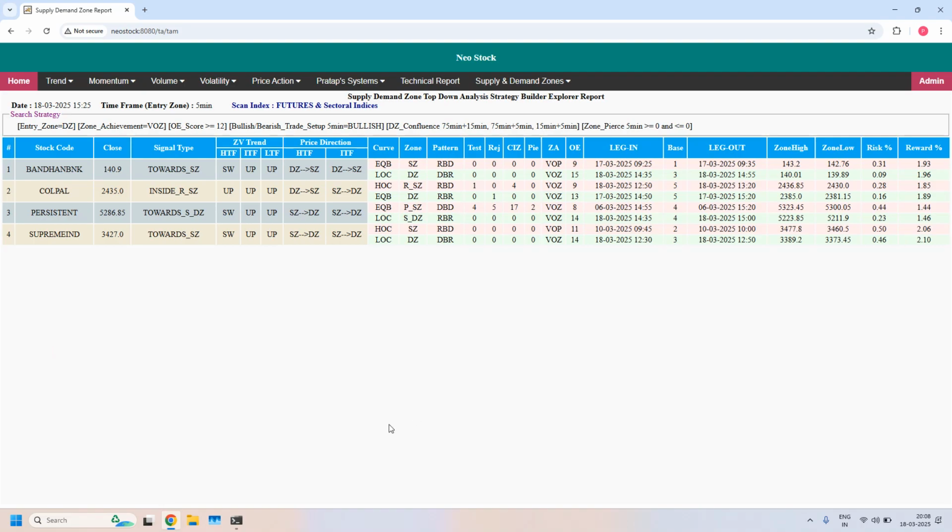we got 4 stocks. That means this 5 minutes demand zone overlapped with 15 minutes demand zone. Both together overlapped with 75 minutes demand zone. But 75 minutes trend is up in only one stock. Let us check if this stock's 75 minutes demand zone is having daily EMA, then this 5 minutes demand zone could be having even more high probability to get success. Let's verify.